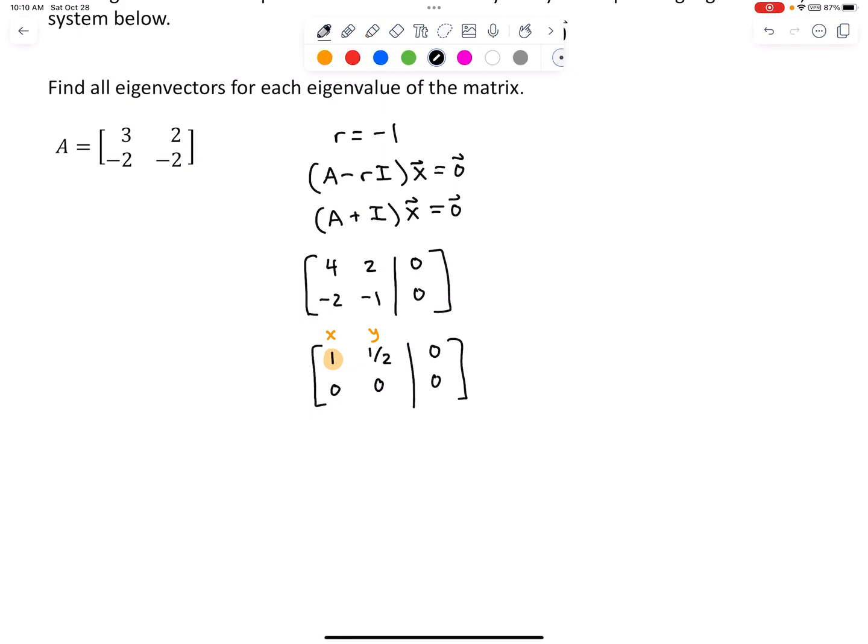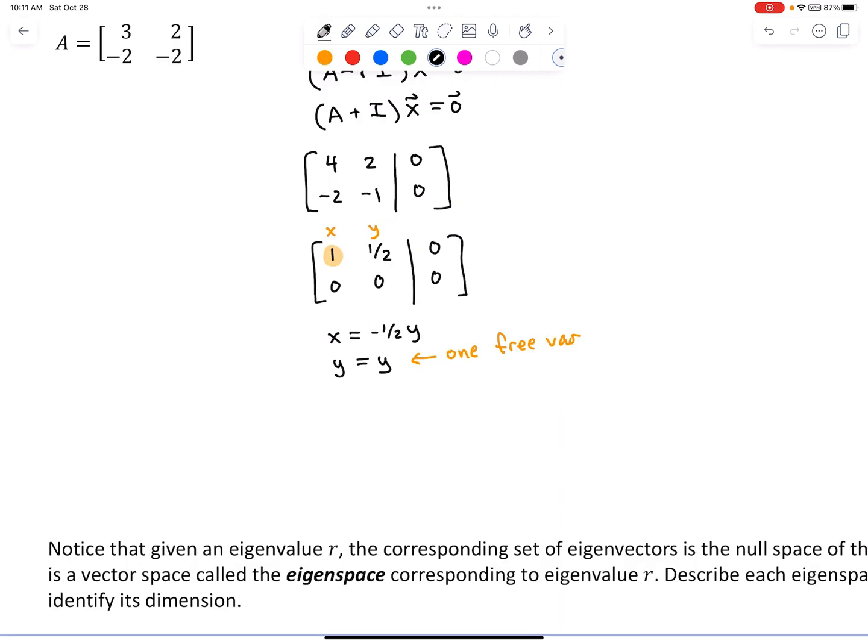Now the first row would read x plus 1/2 y is equal to 0. We'll solve that for x and say x has to be negative 1/2 of y. And y is free, so we'll say y equals itself. And we have one free variable. Thus, our solution will be any vector of the following form. The x has to be negative 1/2 times y, and y is itself.